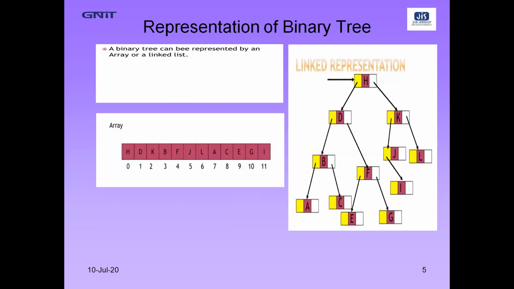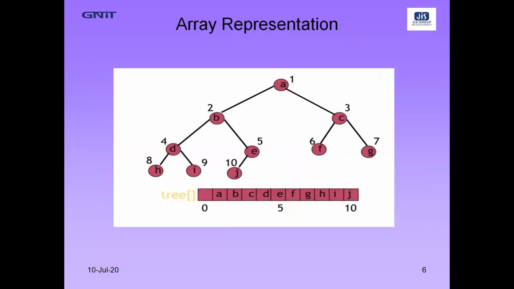The second rule is that if a node n occupies tree of k, then its left child is stored in tree of 2 star k, as I told, and the right child is stored in tree of 2 star k plus 1. For a binary tree with height h, 2 to the power h minus 1 array spaces are required to store it. Here the root node in this tree is a, and this place is 1, right? So a is stored in this position.